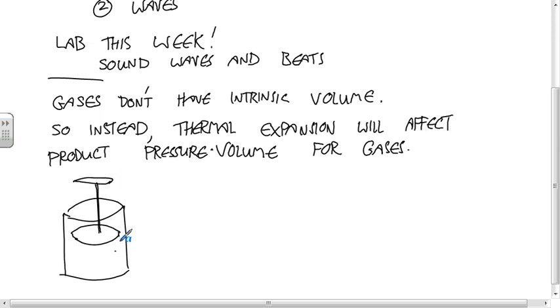Okay, and the cylinder is filled with some amount of gas. As long as you make sure that the pressure on this gas is constant, then a certain amount of gas is going to have that same volume. So it's a relationship between pressure and volume in a gas now, instead of just a volume like in liquid.